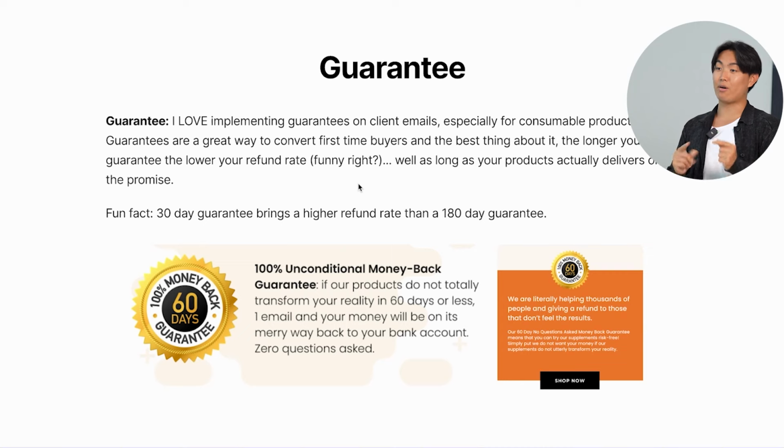And finally, we have guarantees. Guarantees is a really interesting one, and I love implementing guarantees, especially for consumable products, because it's a really great way to reverse the risk for a first-time buyer in terms of trying out a new thing, right? Because most people are scared of 2 things, right? I'm gonna get scammed and it might not work for me. Oh my God, it's expensive. It's more of a fear of loss thing. So guarantees is a really great way to reverse that fear and handle that objection, right?